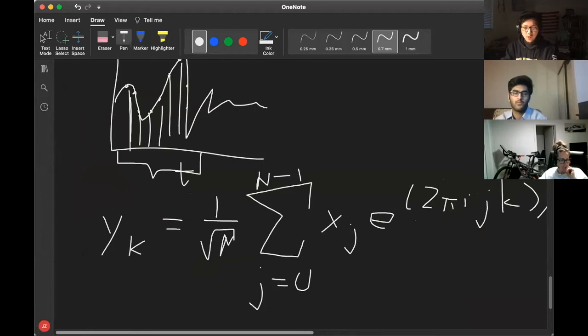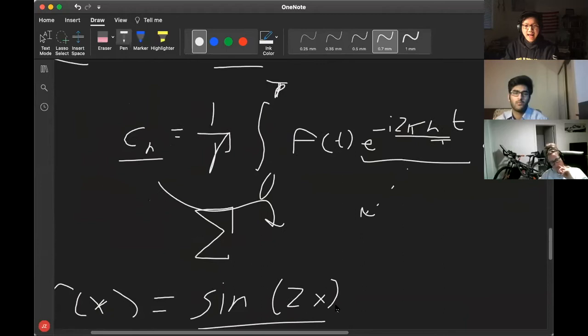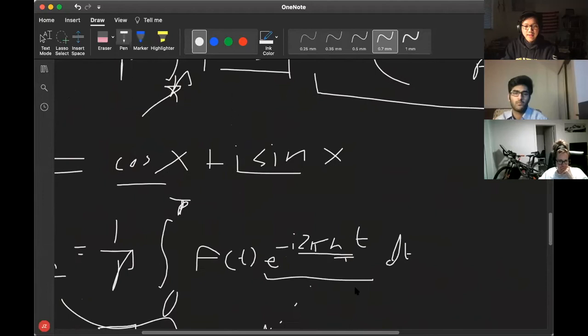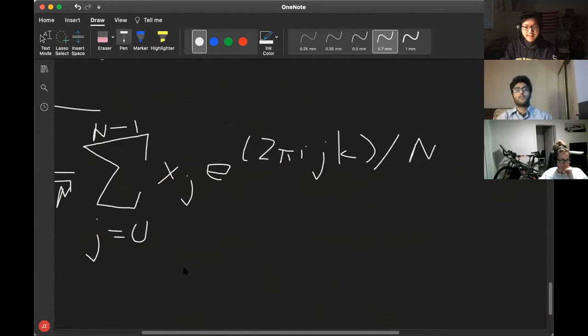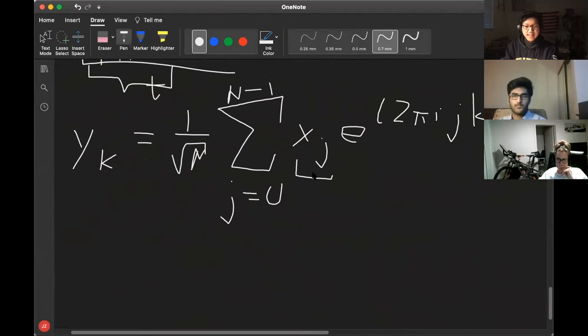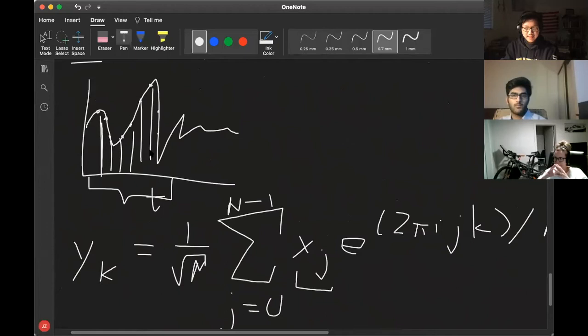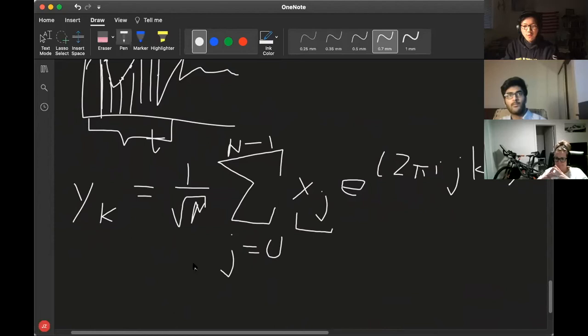This vaguely looks like the summation that I had a lot earlier, vaguely. I only showed you guys the integral here. But the difference is that we're no longer plugging in a continuous function anymore. X sub j is the vector of data points that I just got from this chaotic signal here. That's x sub j. It's this nice vector. And then y sub k will be the Fourier transform of x sub j.